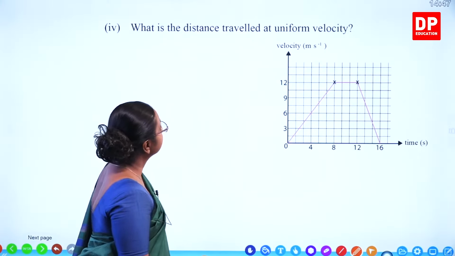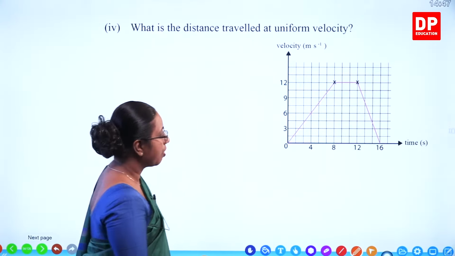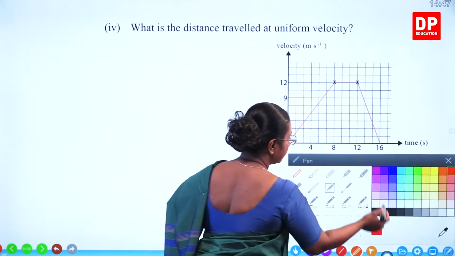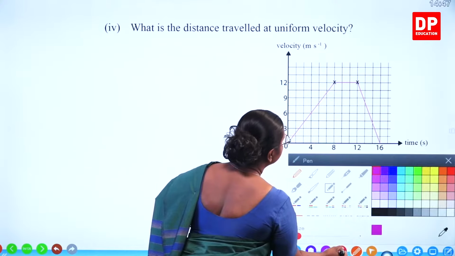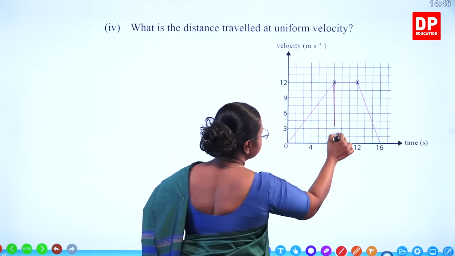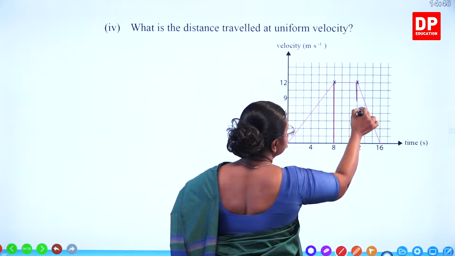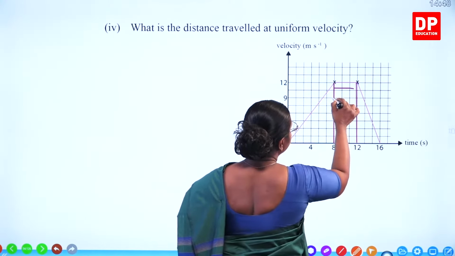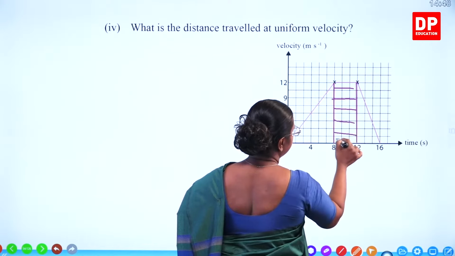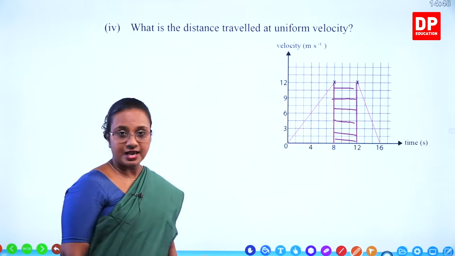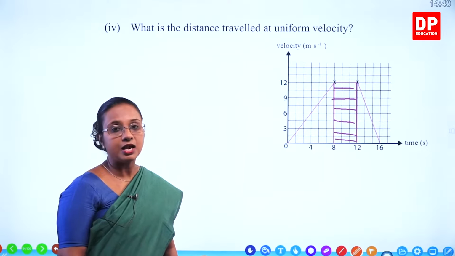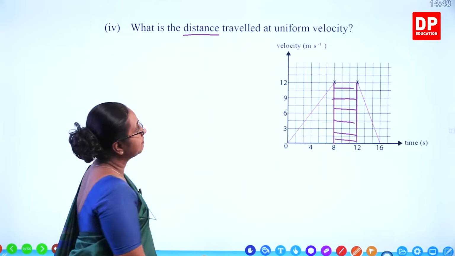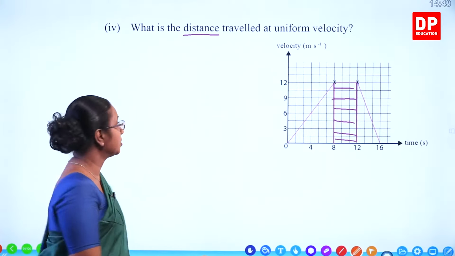What is the distance travelled at uniform velocity? So uniform velocity, if we are to show it in the graph, it is these 2 points from 8 seconds until 12 seconds, and that is the area under this graph. So this is a rectangle. If we calculate the area of the rectangle, it will be equal to the distance travelled at uniform velocity.